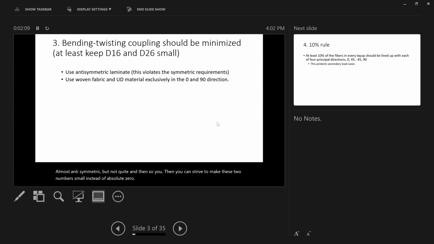If you use a woven fabric, or a UD material with only 0 and 90 plies, making cross plies, your D16 and D26 will automatically be 0. So that's one option you can do.